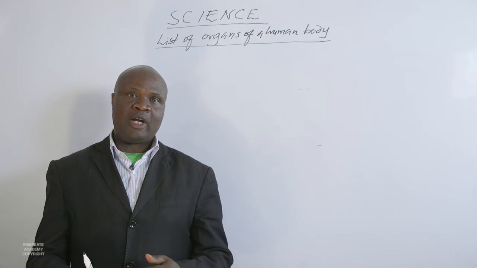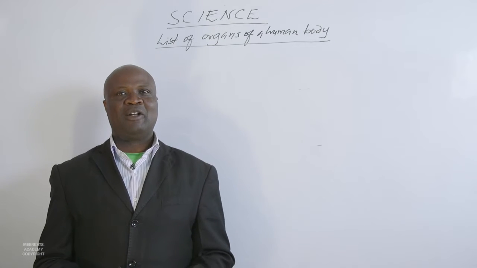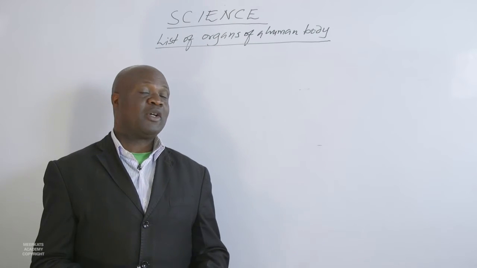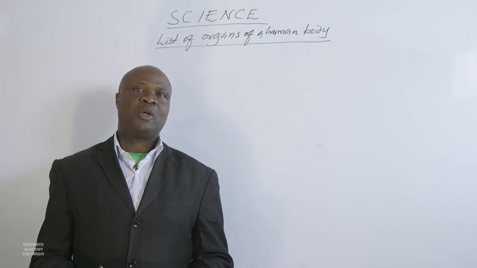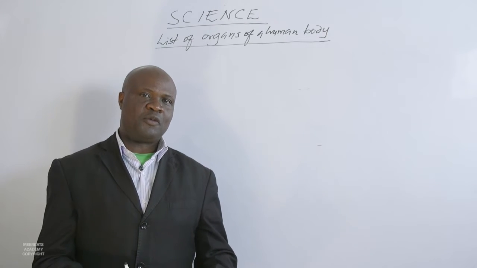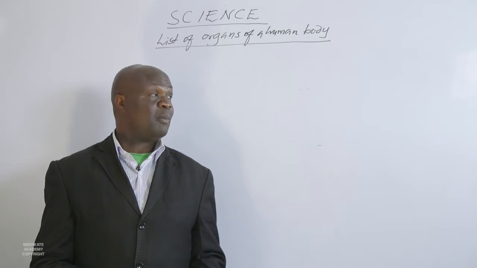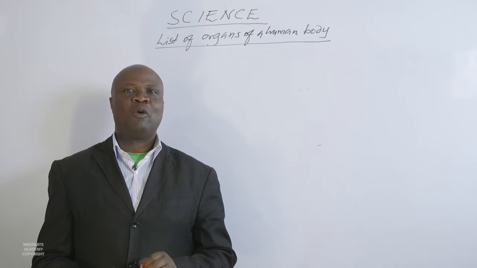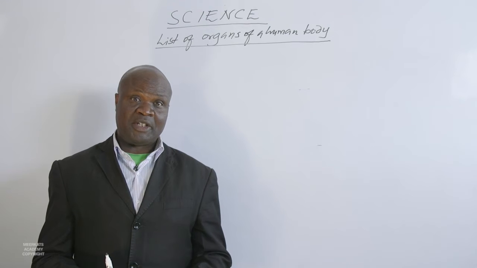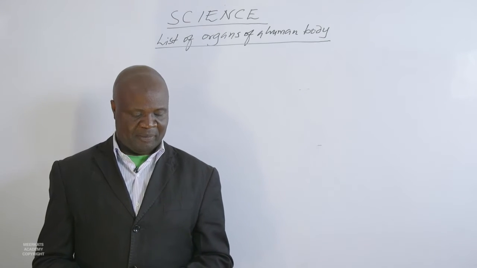Now, we were mentioning some of the organs that are available within a human body. We have many organs, close to 79 organs. We shall mention a few of those organs. When we are through with mentioning some of these organs, then we shall pick on some of the human body systems and study them in depth.